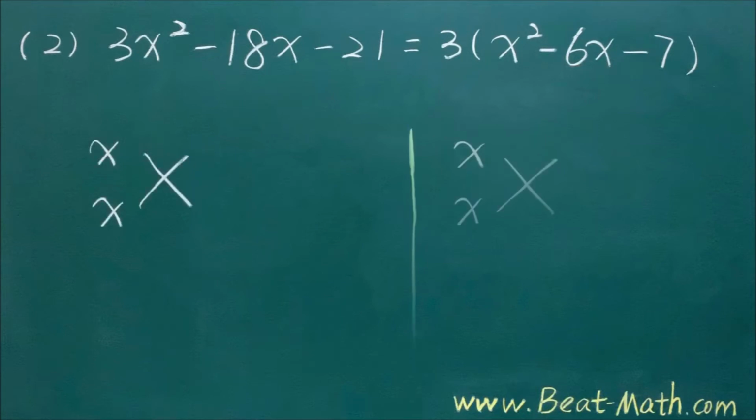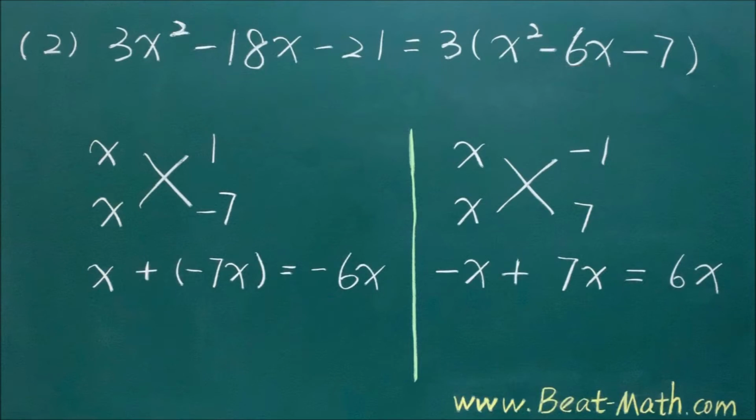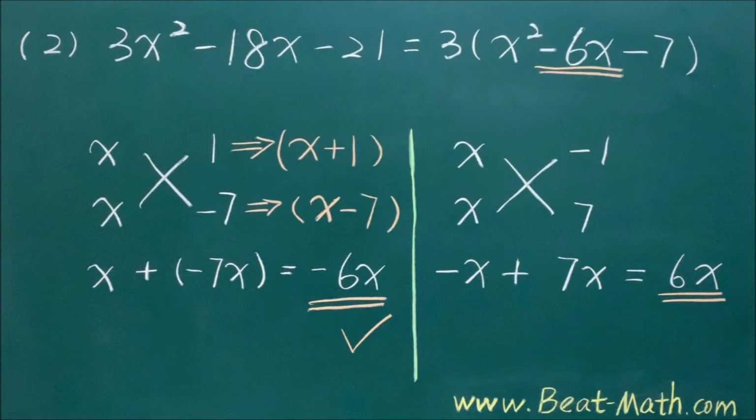Now we can apply the crossing method. Here, the negative 7 can be the product of 1 and negative 7, negative 1 and 7. Applying the crossing method, the pair of 1 and negative 7 brings us the result negative 6x. We must not forget to bring the 3 along for the result. It will be 3 times the quantity of x plus 1 times x minus 7.